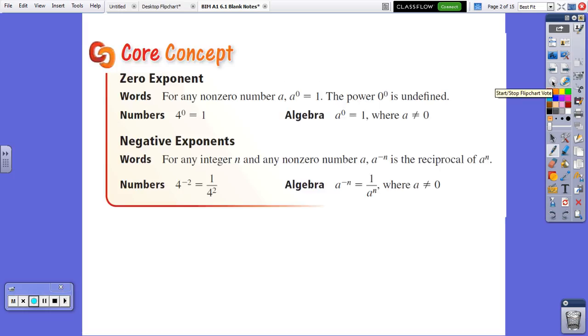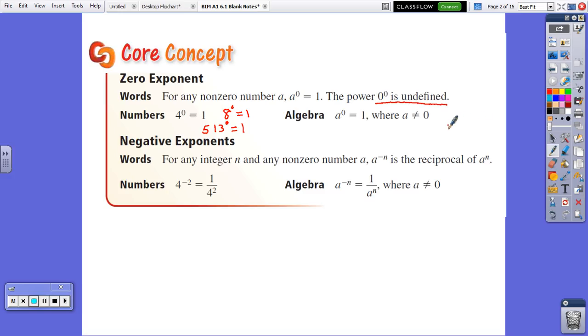The first property we're discussing is the zero exponent property. What this property says is that any number that is not zero, taken to the zero power, will always be 1. So 4 to the zero power is 1. 8 to the zero power is 1. You could do 513 to the zero power, it will still be 1. The only exception to this rule is 0 to the zero power, and that is undefined.